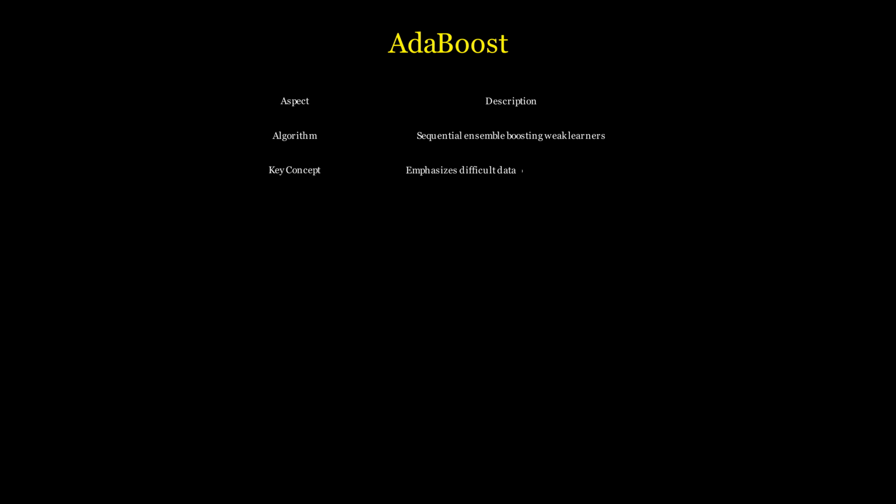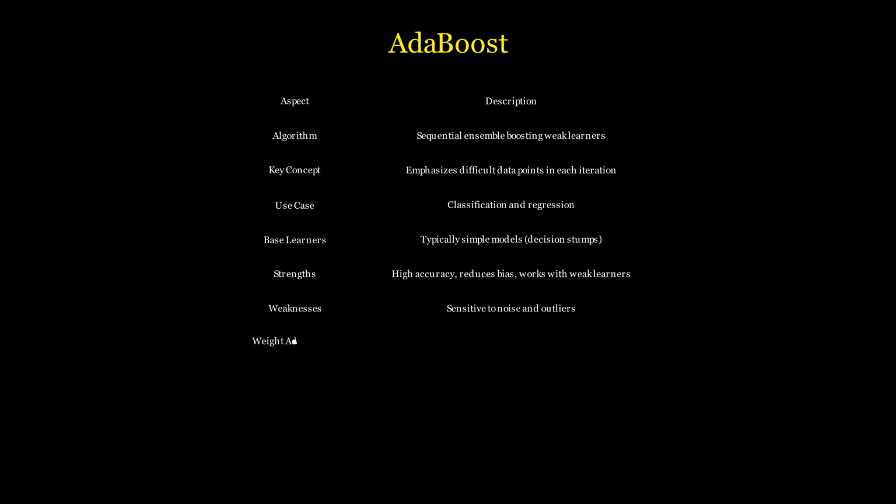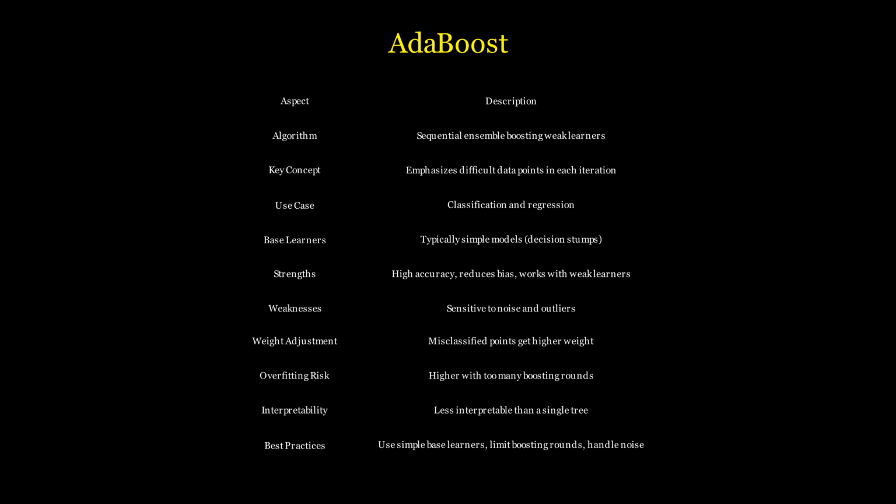AdaBoost, short for adaptive boosting, is a powerful ensemble learning technique. It combines multiple weak learners into a strong learner by focusing more on difficult-to-classify or predict instances. AdaBoost can be used for both classification and regression tasks, though it is more widely applied in classification problems. Here is a comprehensive summary table highlighting key aspects of AdaBoost, including its algorithm type, working principle, strengths, weaknesses, and best practices.